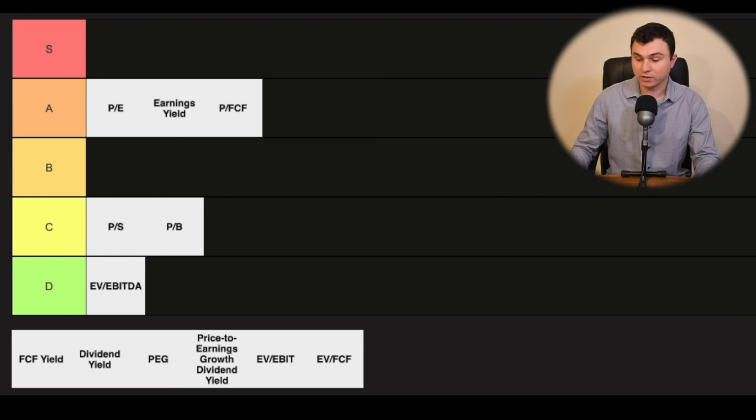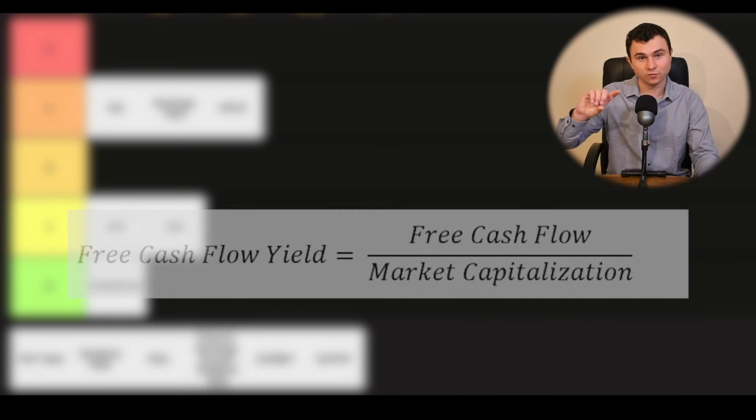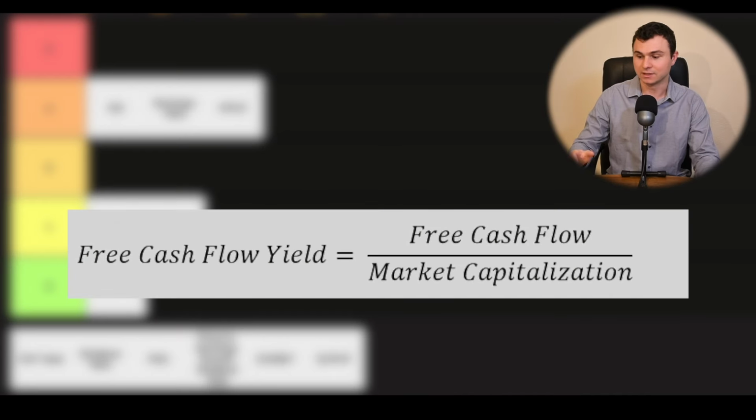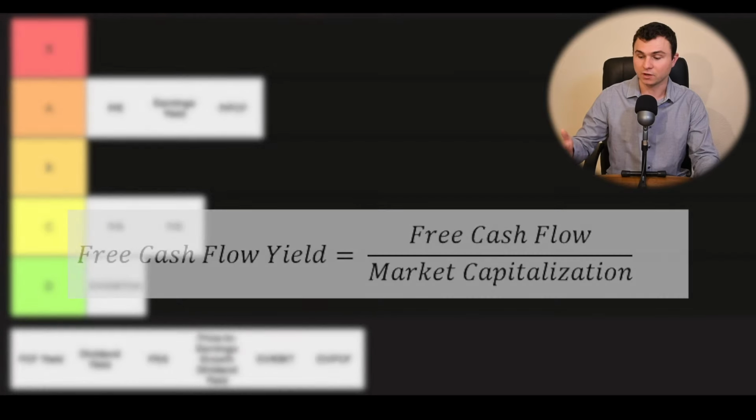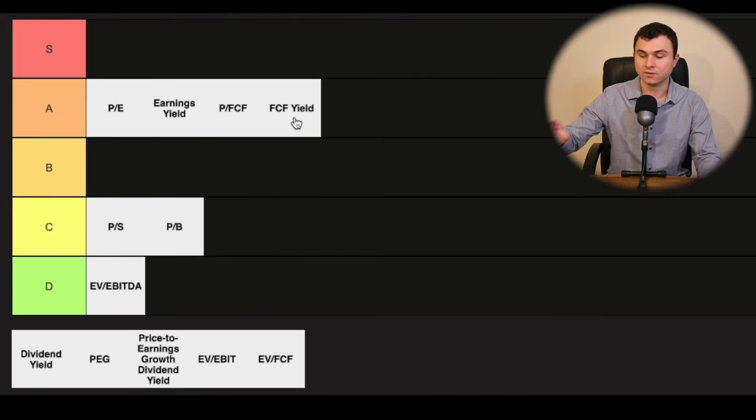And again, the free cash flow yield is similar to the price to free cash flow. Same thing that we've seen with the earnings yield. It's just the formula, but inversed. So it's the free cash flow divided by the size of the company. So I will put it again in the A category.